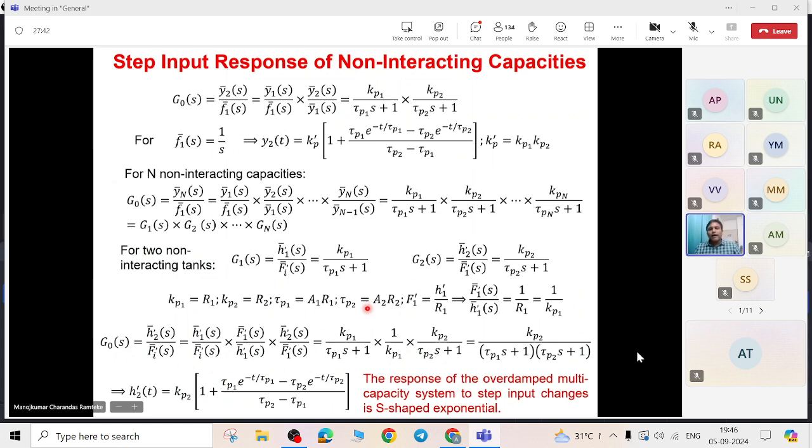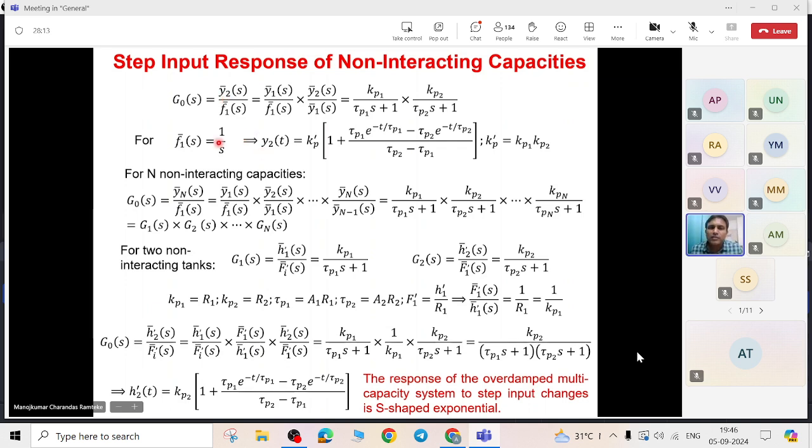Okay. Now let's look at the given system. This is the transfer function we have obtained, the overall transfer function. Now let's assume that the input to this particular system is a step input of magnitude unity. So that means what? This F1(s) is nothing but 1 by s. So I can put F1(s) equal to 1 by s, and I can invert this particular equation in the time domain in order to obtain y2(t).